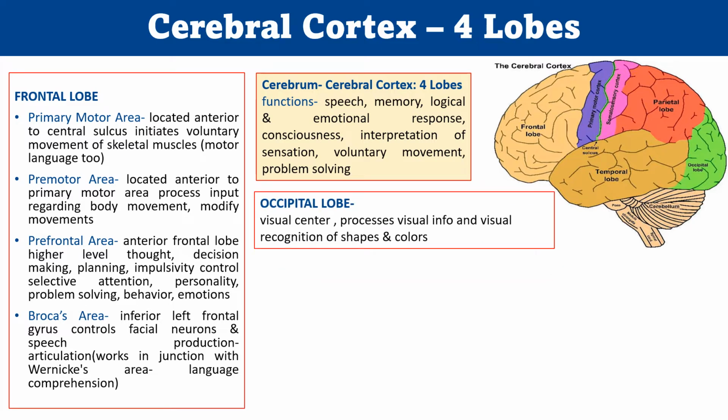Then we have the occipital lobe. The occipital lobe is the visual center. It processes visual information and the visual recognition of shapes and color.